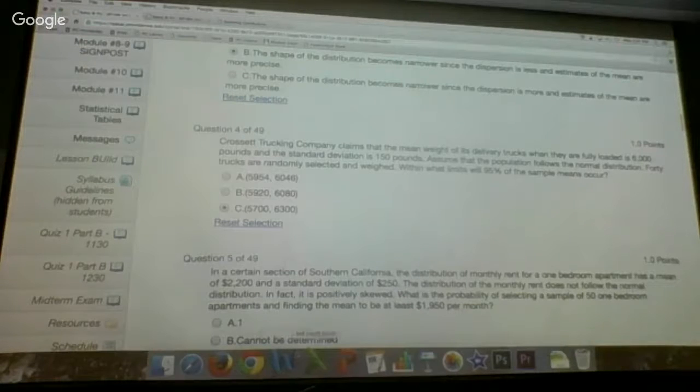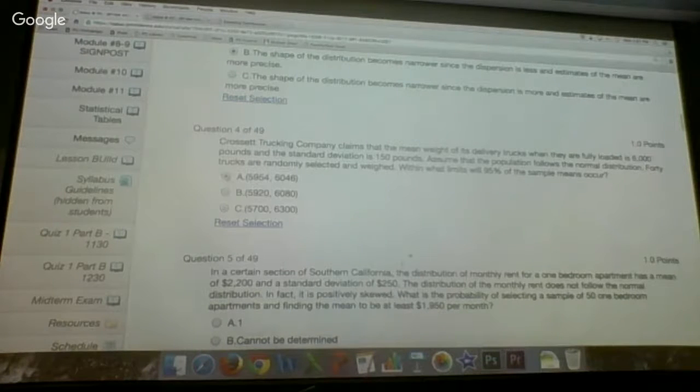Question number 5. Oh, wait. What's our answer? Question number 5. In a certain section of Southern California, the distribution of monthly rent for one-bedroom apartments has a mean of $2,200 and the standard deviation is $250.